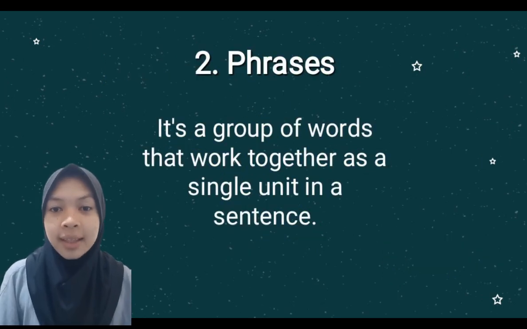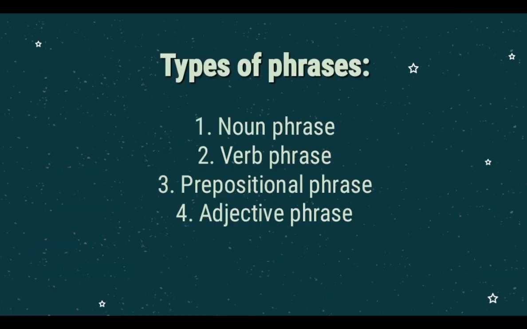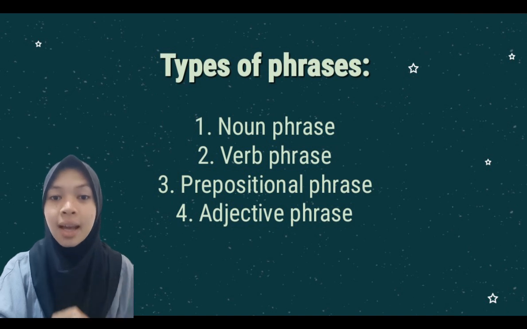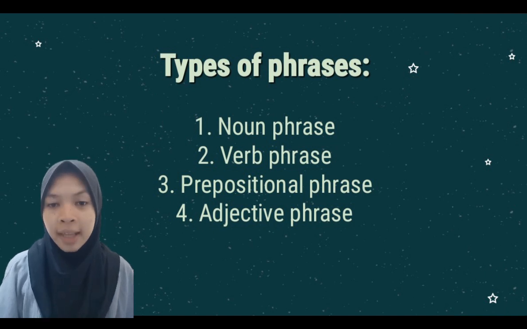The second topic is about phrases. What is a phrase? A phrase is a group of words that work together as a single unit in a sentence. Phrases do specific jobs in sentences, like being the subject, describing something, and showing an action. There are 4 types of phrases. The first is noun phrase. A noun phrase is a group of words acting like a single noun. For example, the bright sunny day.